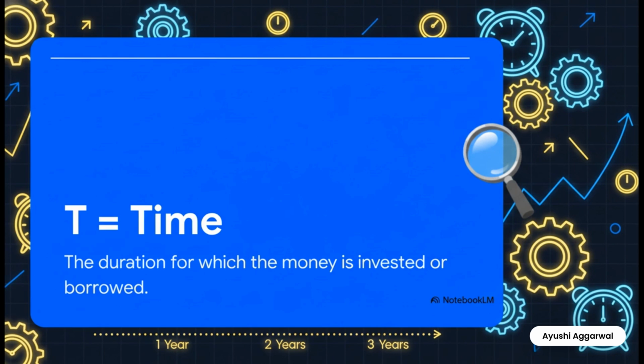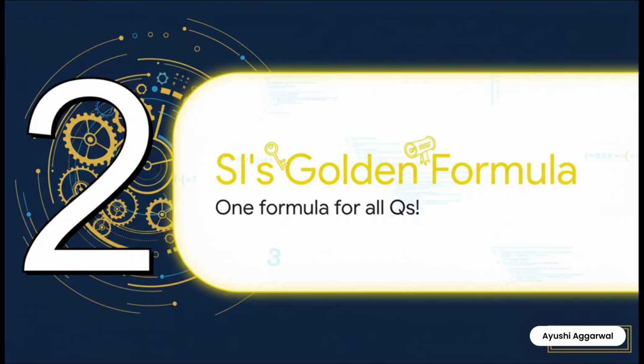This is simply how long the money is invested or borrowed for. 1 year, 2 years, whatever it is. So there you have it, our three main components, P, R, and T. Principal, rate, and time. Got it? Good. Okay, now that we've got the basics down, it's time to unveil the golden formula.